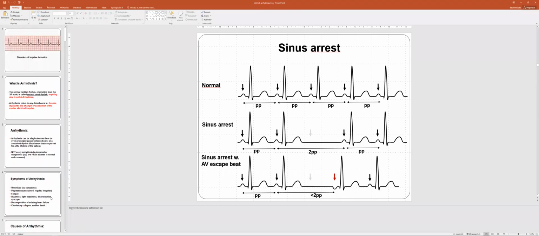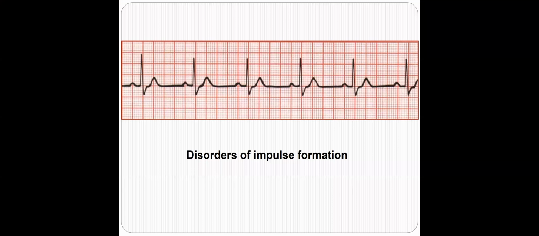Now, let's start and discuss what we have for today. This is the impulse formation abnormalities. Now, what does it mean? That's a major category called arrhythmias. Arrhythmias, what do you think? What is arrhythmias? Let's see who is going to answer this one. George?